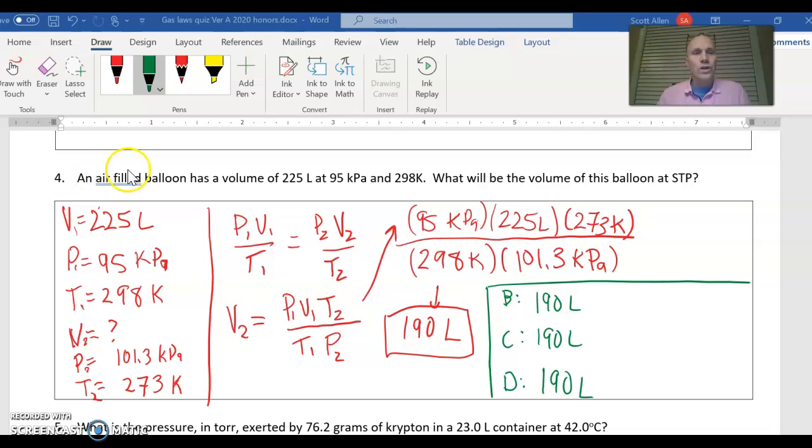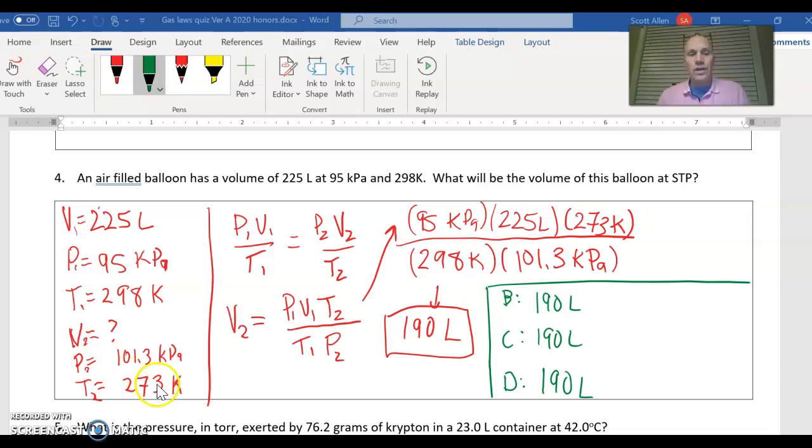Okay, for question 4, this is from version A. This is one where you're given a volume, a pressure, and a temperature at one condition, and it's asking for a volume at STP. At STP, that would tell us a pressure and a temperature at some other time. So those would be our P2s and our T2s, and it's asking us what our volume would be.